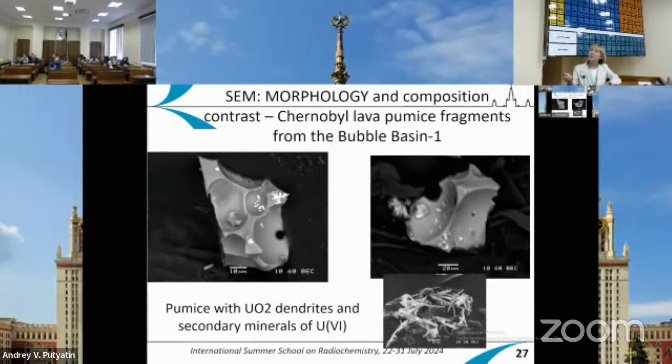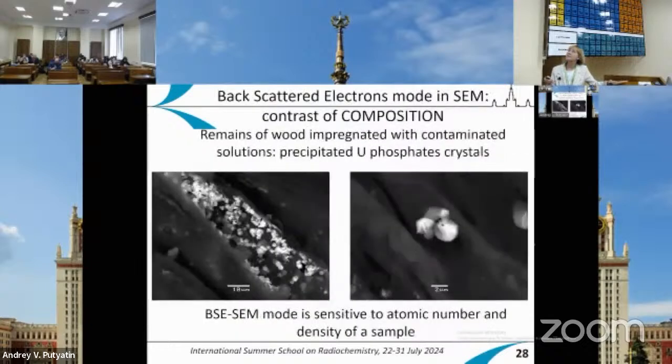But if you compare pumice from a sea volcano, you can see that in Chernobyl lava there are some uranium dendrites, UO2 dendrites, and we can see some secondary minerals of uranium in these bubbles, which is the result of oxidation of uranium-4 to uranium-6 and forming of some uranyl crystals on the surface of this lava.